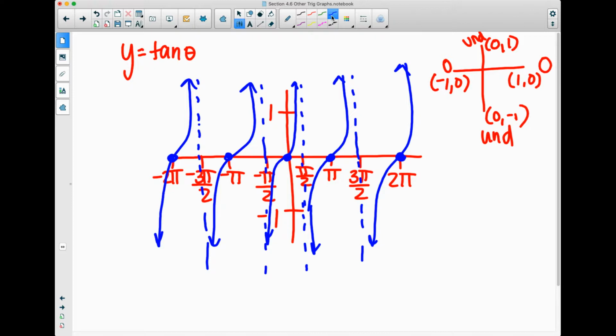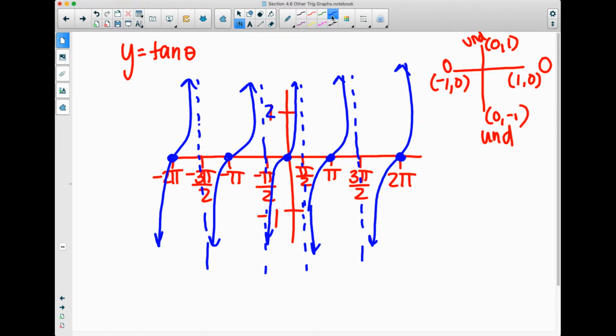Now, here's the thing. And don't put this on yours, because I wanted to say the parent function on your actual notes. If there is a vertical stretch or compression, just change this number 1 here to whatever that is. So if it goes by 2, and it's like 2 tangent, just write a 2 there, okay? That way I know you acknowledge that there is a vertical stretch.